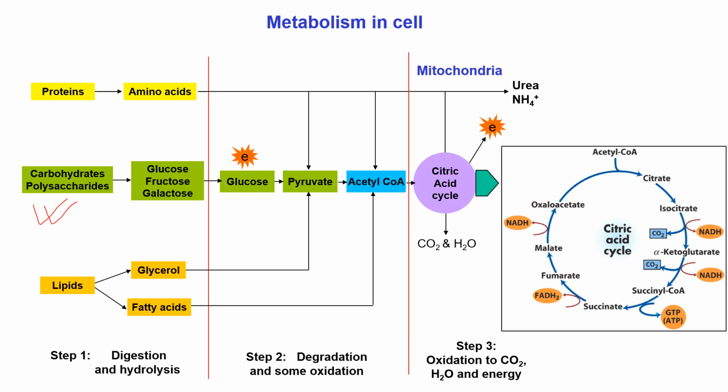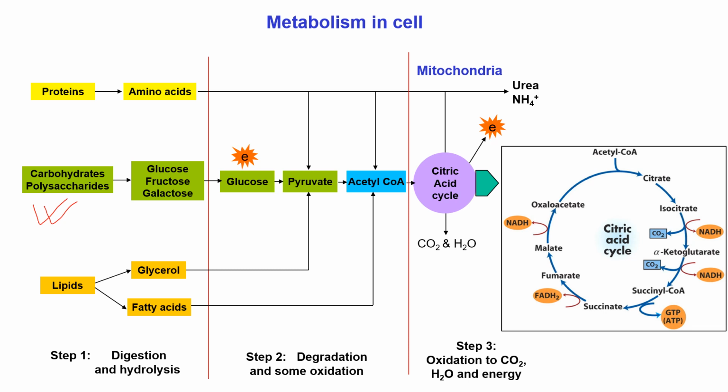The glucose, fructose and galactose are structural isomers of each other. Their molecular formula is the same, that is C6H12O6, but their structural formula is different, and all of you already learned the structure of glucose, fructose and galactose in your previous subjects.